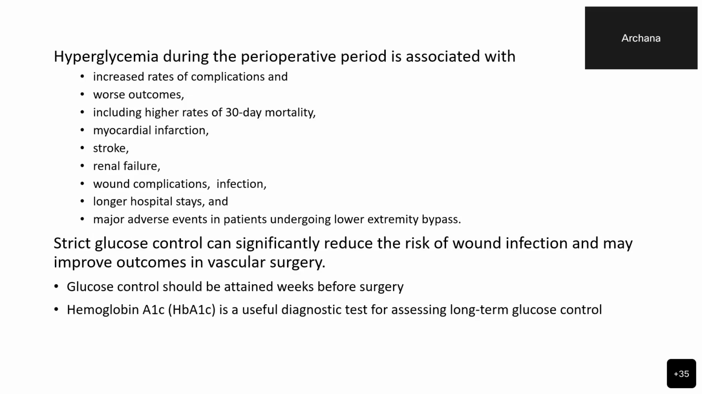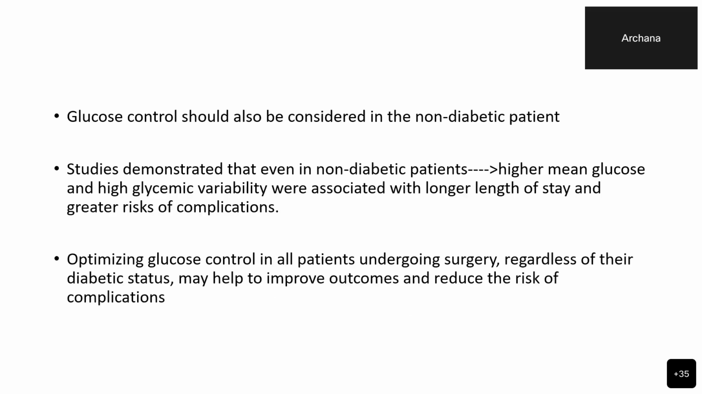So glucose control should be attained weeks before the surgery. HbA1c is a diagnostic tool for assessing this long-term glucose control. It should also be considered in non-diabetic patients. Studies demonstrate that even in non-diabetic patients, higher mean glucose and higher glycemic variability are associated with longer stay in hospital and risk of complications. So optimize glucose control in all patients undergoing surgery, regardless of diabetic status, to improve the outcome.